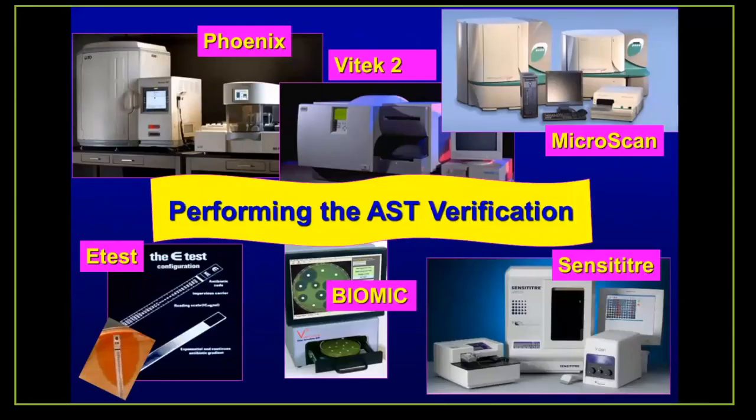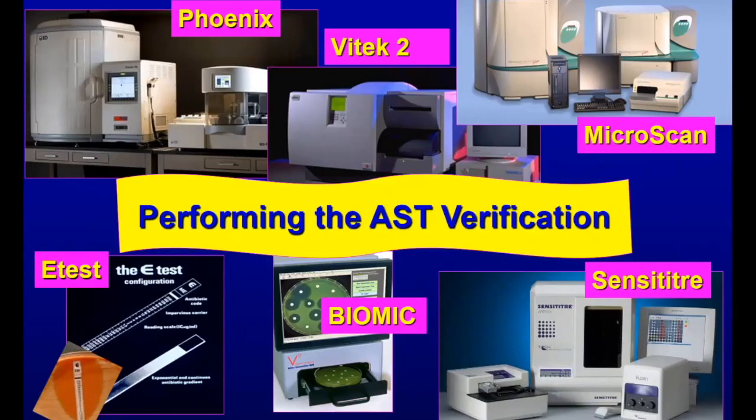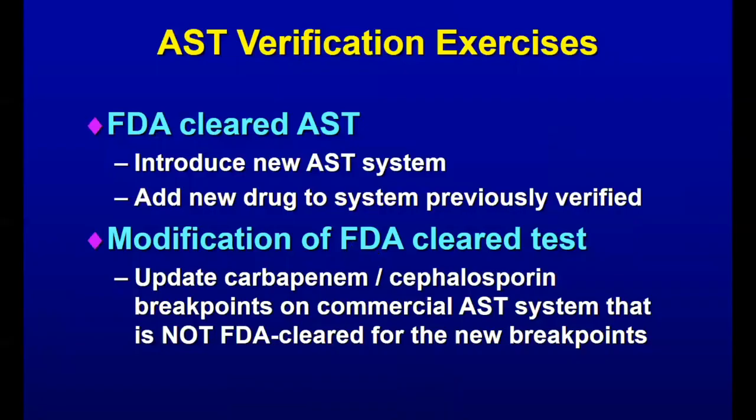At this point, I'm going to turn it over to Janet, and she's going to be talking about performing susceptibility verification. Okay, thank you, Beth. And now I'm going to be talking about actually performing a verification of one of the AST susceptibility test systems that we have in our laboratory. As we all know, there are a variety of systems that a laboratory might use for susceptibility testing, and in terms of the verification process, it would be very similar for all of these.